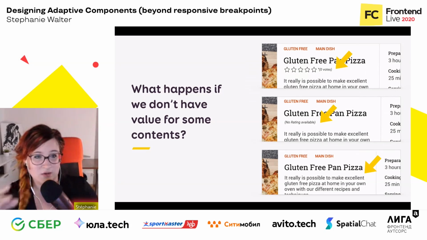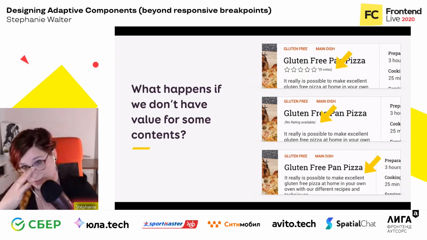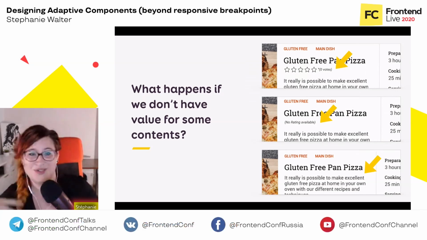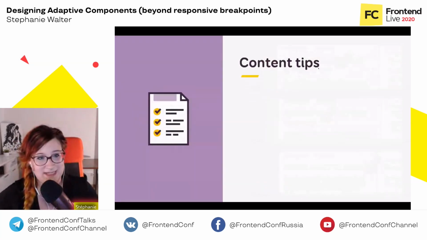So do we say, okay, if there's no vote, instead of using this star components, we switch it to say no ratings available to make it a little bit clearer to the user? Or do we just remove this altogether? Again, to answer those questions, usually you will need to do some user research. But this is the kind of stuff that might happen with your components, like some content missing, things like that, or content that is not provided yet.